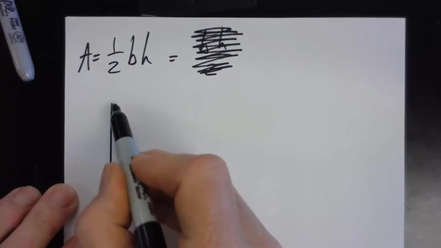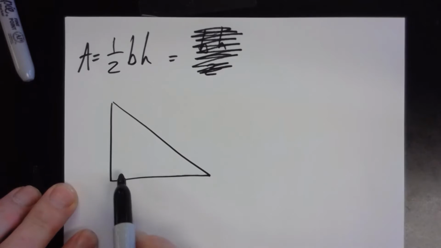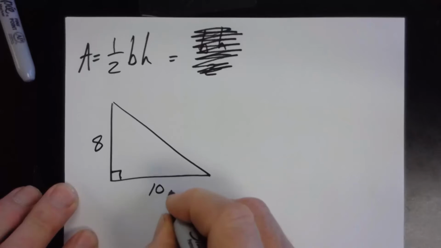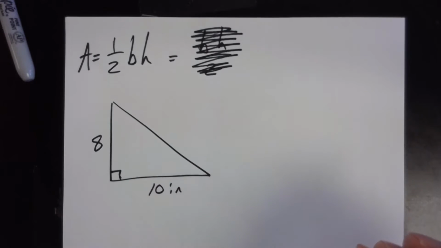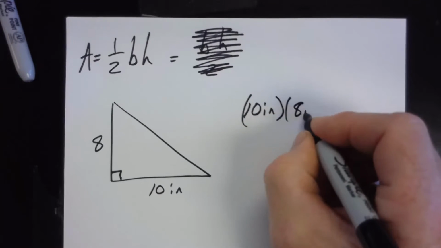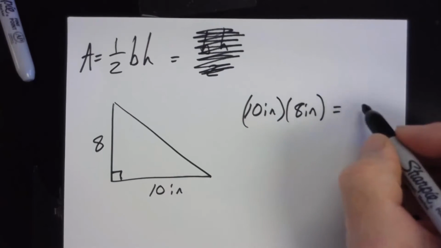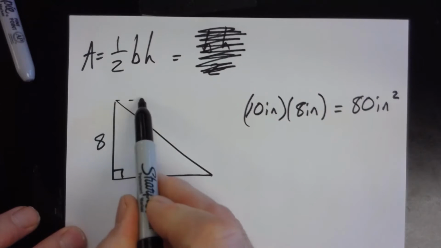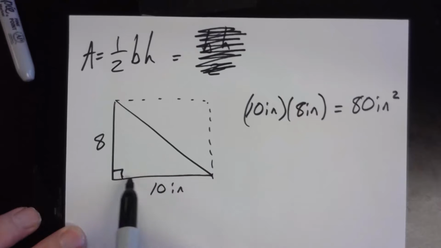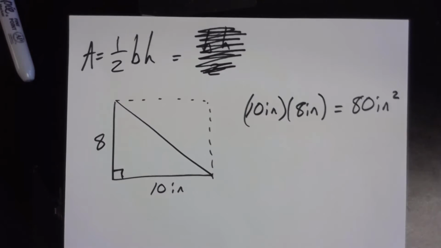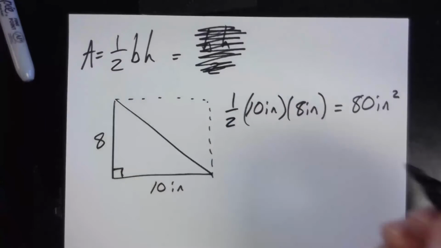Okay? Every single time I look at a triangle, now this one's a right triangle, okay? Let's say its base is 10 and 8 inches. If we take 10 inches times 8 inches, okay, well that's 80 square inches, isn't it? But I'm going to say that would be the area of this rectangle, like the whole thing, wouldn't it? Yes. But the triangle is half of that, isn't it?